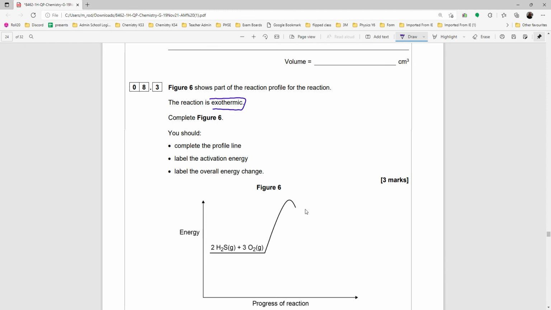This reaction is exothermic. As soon as they say exothermic, I'm not going to read much more. I'm just going to put my line down and go across. Exothermic means energy has to exit. Next, complete the energy profile line. Well, that's done.